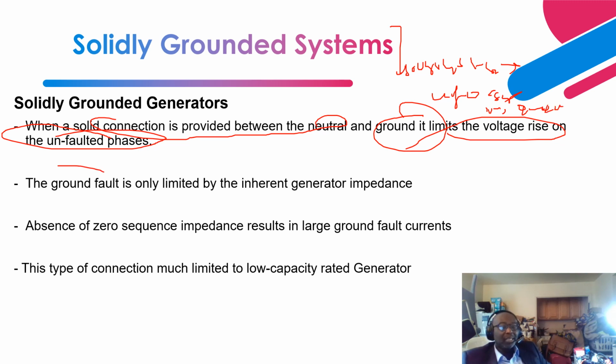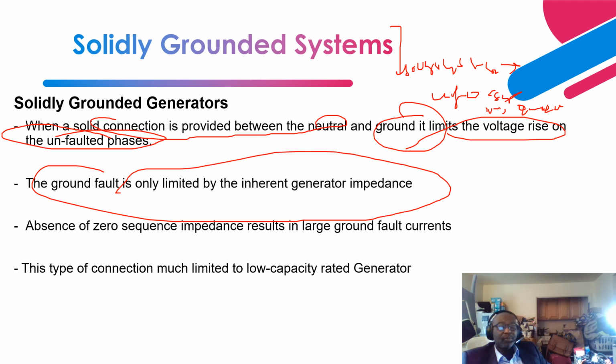So the ground fault current is basically limited by the inherent impedance of either the generator or the transformer, right? The transformer has a leakage reactance. And the generator, if it is a generator, also has a leakage resistance and reactance, which forms an impedance. So that is the only thing that limits the ground fault. Other than that, there's no impedance in that part.